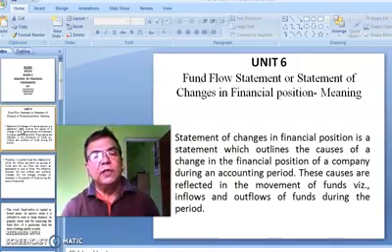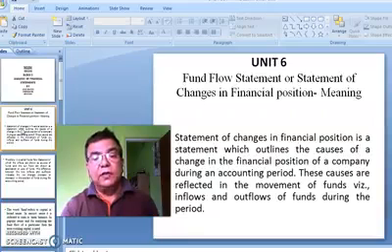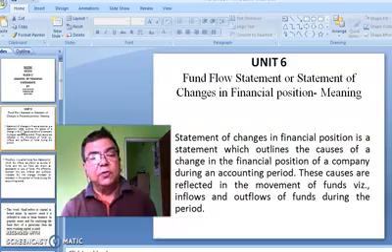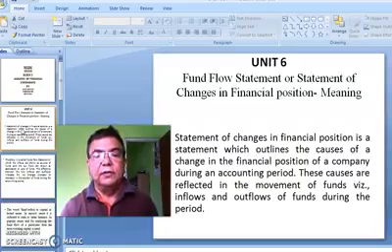The statement of changes in financial position is a statement which outlines the causes of a change in the financial position of a company or a firm during an accounting period. Changes in the financial position means we have to compare the financial position of the previous year and the current year. So the balance sheet of the previous year and the balance sheet of the current year are to be compared.